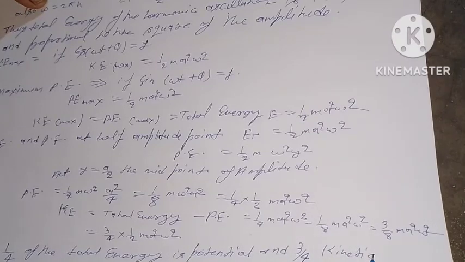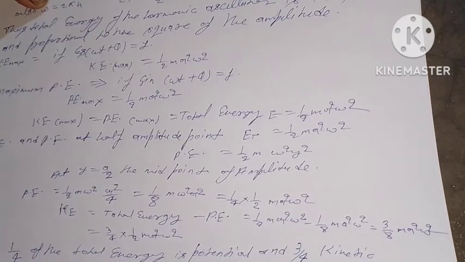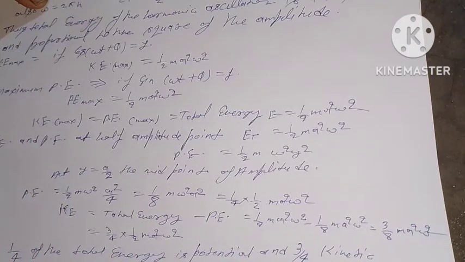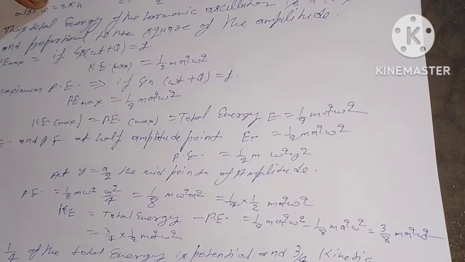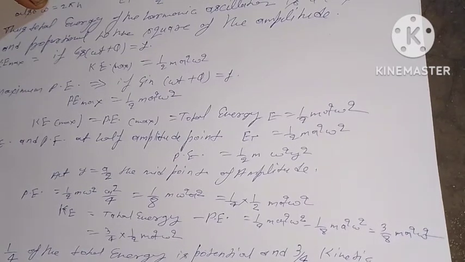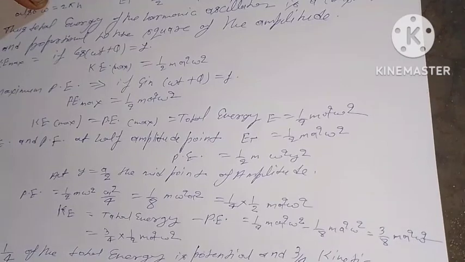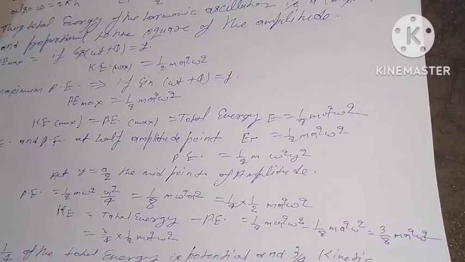Potential energy and kinetic energy are equal at y equal to plus minus a upon under root 2. Then, the graphical representation of the energy.